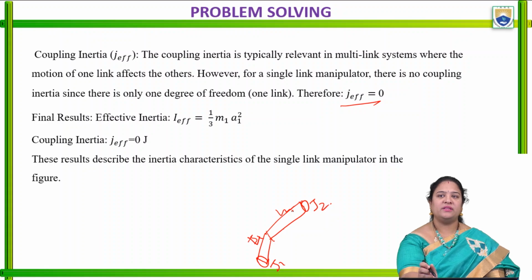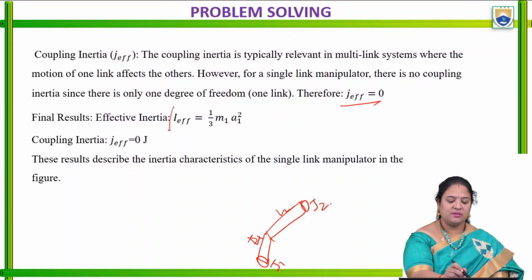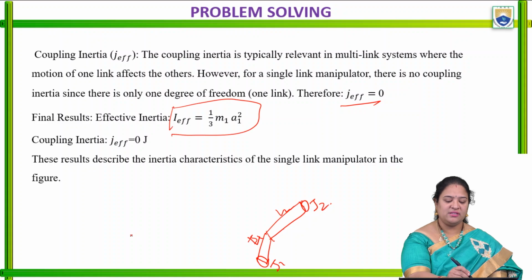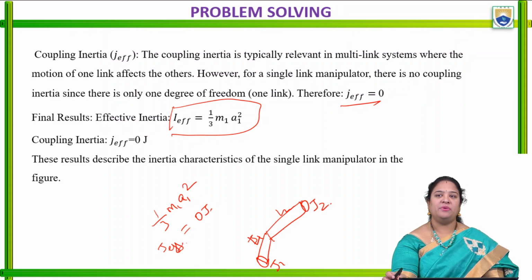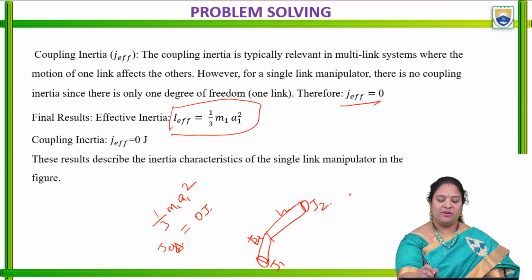So for that, the coupling effectiveness is being written as 0, right? Here, as per the equation, the effective inertia is nothing but 1 by 3 m1 a1 square, and the coupling inertia is being taken as 0. That is, for a single link manipulator, there is no coupling inertia since there is only 1 degree of freedom, right? When we are considering only one single link.